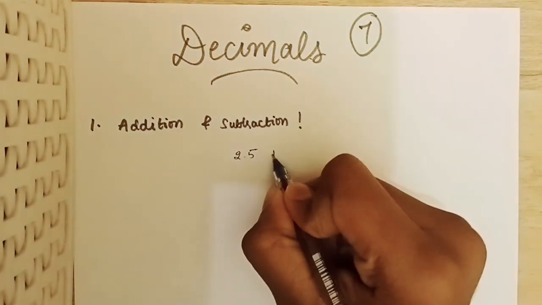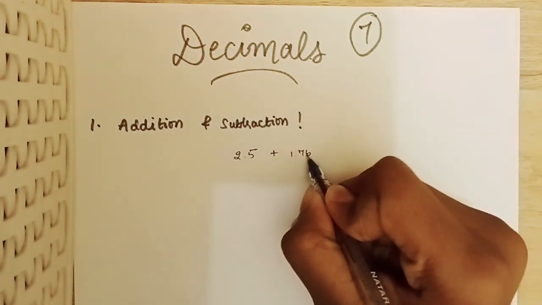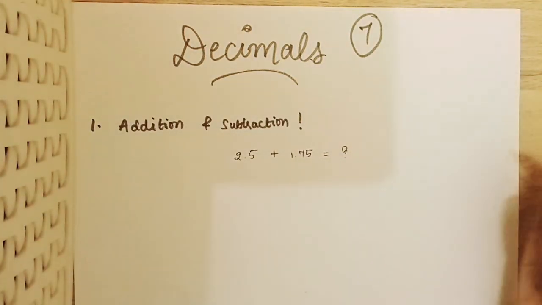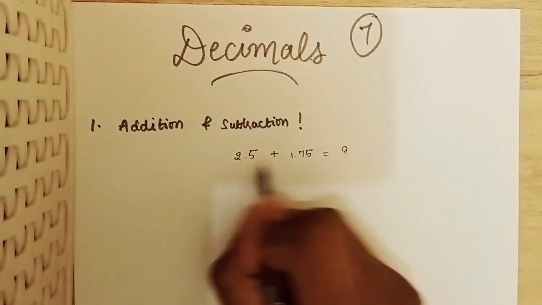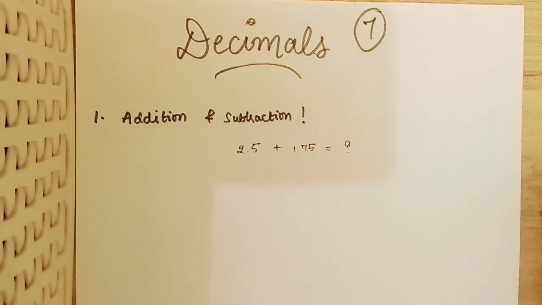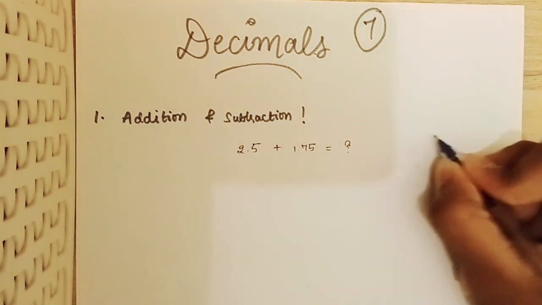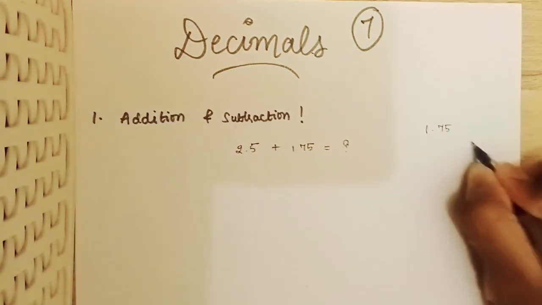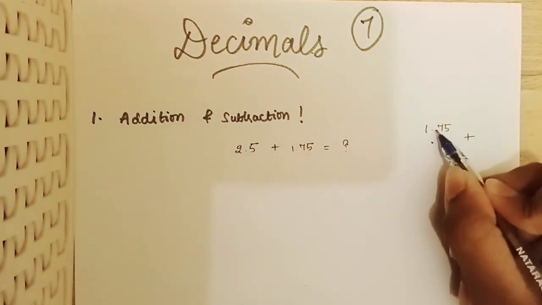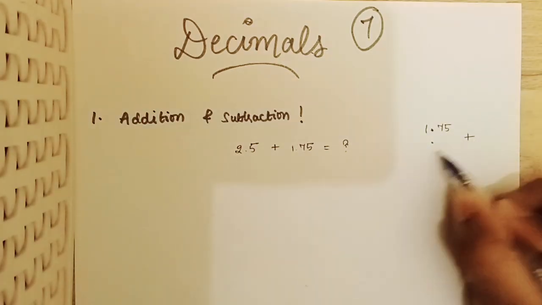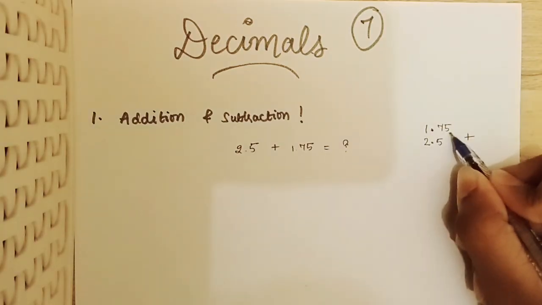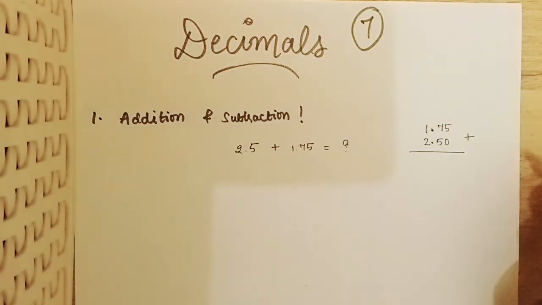2.5 plus 1.75 will be what? For this question, what you have to do is first align the numbers, align the decimal places. So aligning decimal places means 1.75 plus 2.5. So at the point, first align the point to the point, and then keep 2 over there and then 5 here. You can add 0 here, it doesn't make any difference.